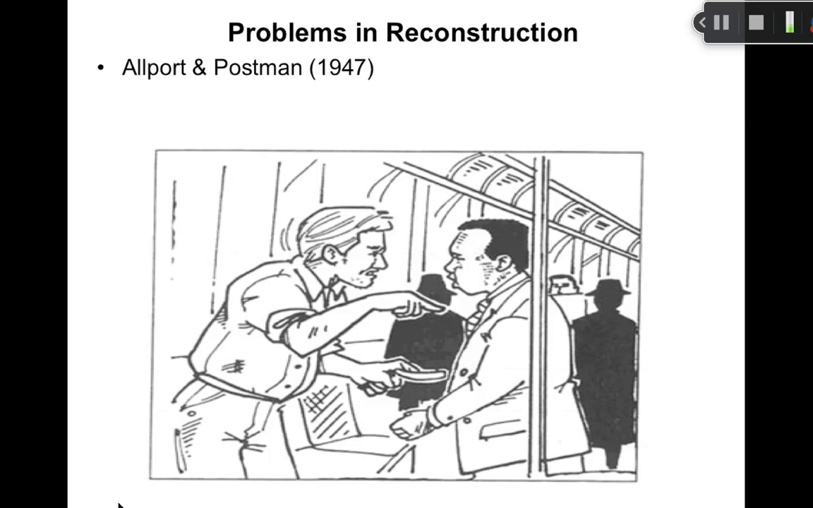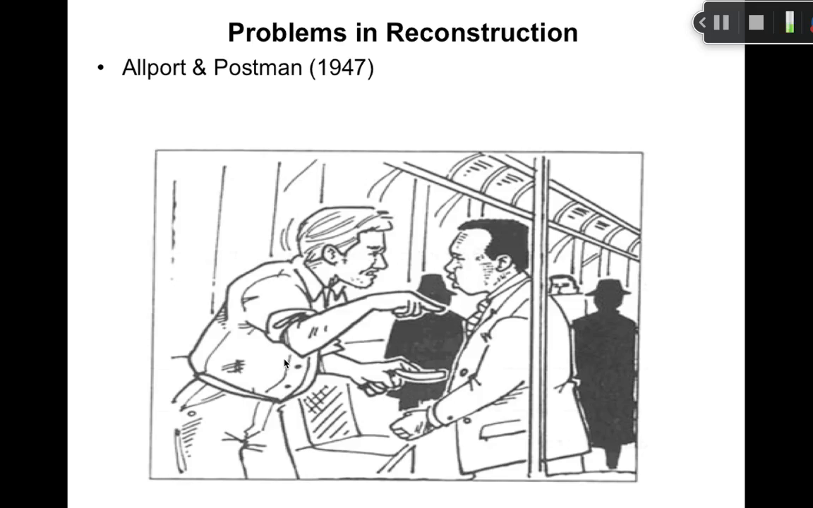An example of this was a study conducted by Allport and Postman back in '47, and they showed their research participants images like this, where here it's a white guy robbing a black guy in a subway. They're shown the image, and then they're asked, who is holding the straight razor? And reliably, the participants report it's the black guy, or the African American, that's holding the razor, and this is because of stereotype thinking.